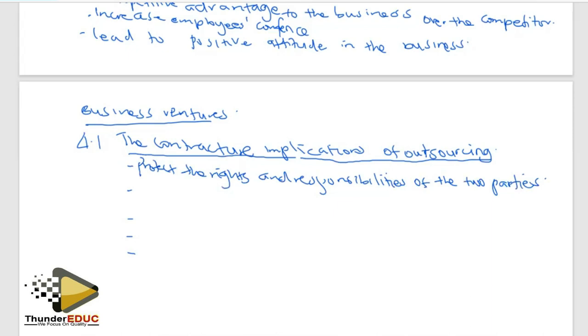Which two parties are we talking about? We are talking about the outsourcing company and the other one that is outsourced. The following aspects are included in the contracts. Let's look at them one by one. The aspects included in the contract are as follows.